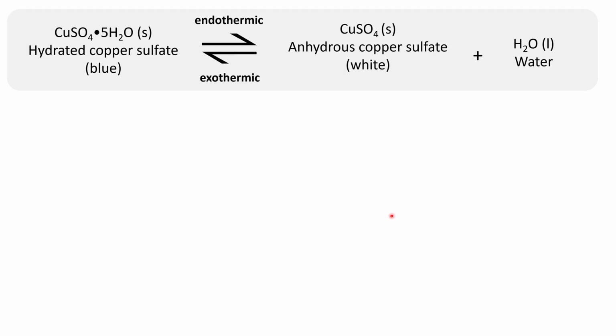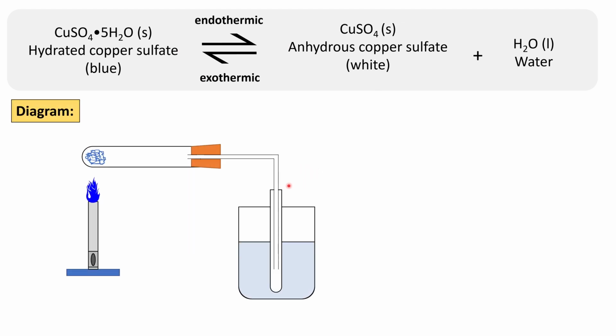So let's have a look at how we would do this practically. I've put the information above just for reference. So here's an example of the diagram that you could draw for this reaction. We've got a boiling tube here, and connected up to this boiling tube we've got a delivery tube, and the delivery tube is poked into a test tube, and you can see that this test tube is sitting in an ice water bath.